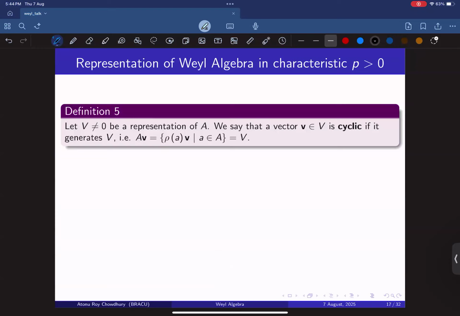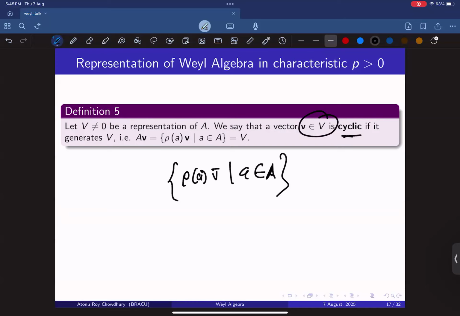So now I'm going to throw another definition here. This definition also has a point, trust me. So suppose V is a representation of an algebra A. A vector from the vector space V, we're going to call that vector cyclic if that generates V. What do we mean by that, this vector generates V? That means if we act every algebra element on the vector.